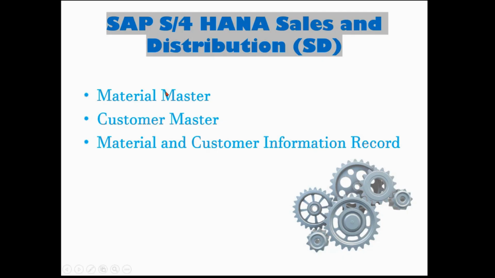Material master means material creation, how to create a material master in MM01. Customer master, I'm going to configure my ship-to party and sold-to party in the BP transaction. And the combination of material and customer will be called an info record. So this data is very, very critical for all our transactions in future.